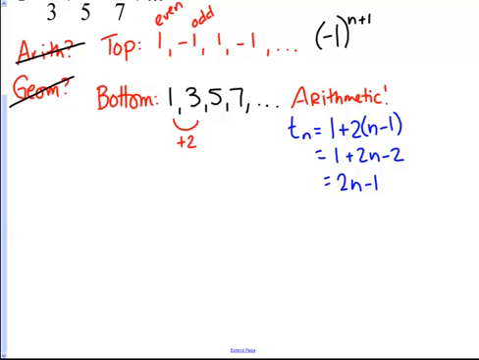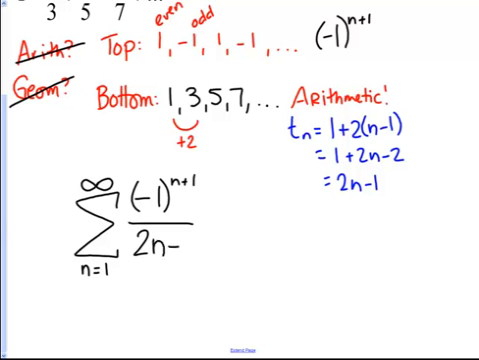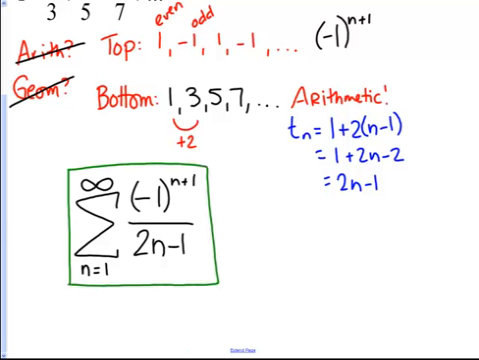So put all that together, you have a formula for the entire thing. We have a sequence that goes from 1 to infinity. The top part of that formula is negative 1 to the n plus 1, and the bottom part is 2n minus 1. Never fear, this is the most complicated kind of series you'll see in Algebra 2.